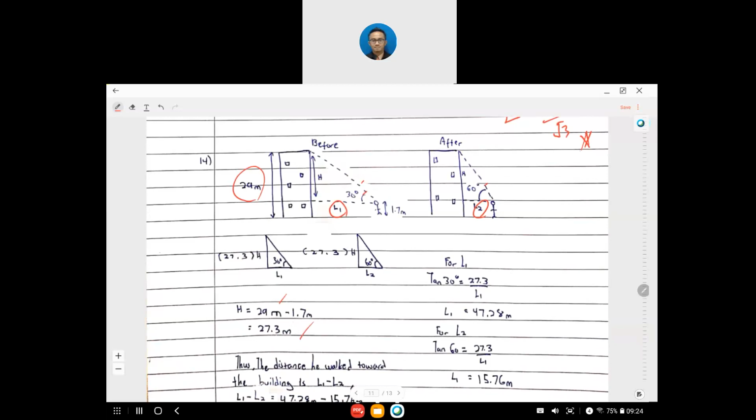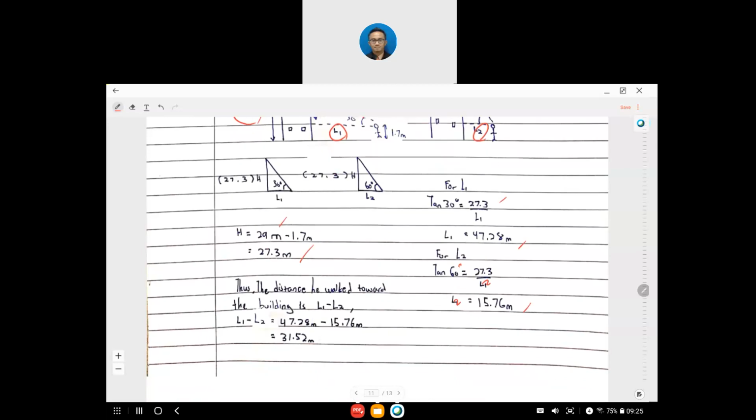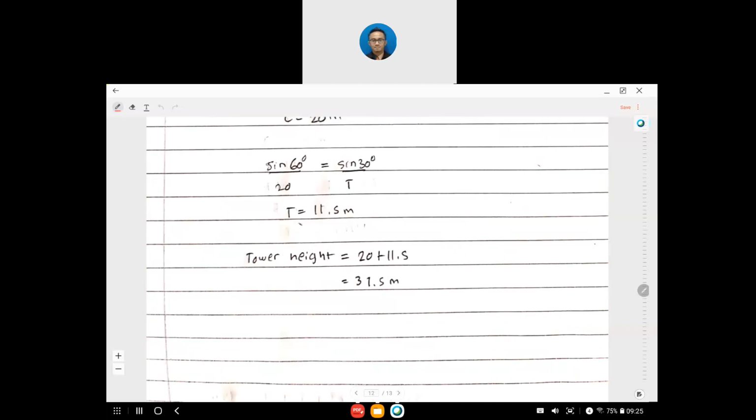Okay, so tangent 30 degree equal to 27.3 over L1. So you can get 47.28. Okay, the second one, tangent 60 degree equal to 27.3 over L1. So, no, L2 lah ni. Okay, L2, so you can get 15.76. And then L1 minus L2 equal to this one. Betul ni. Okay? Boleh? Any problems? No. Okay, question 15.